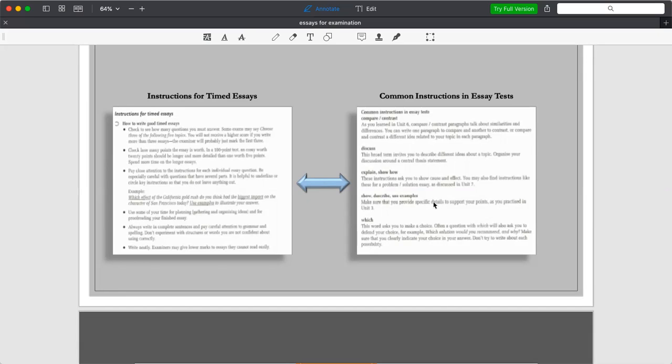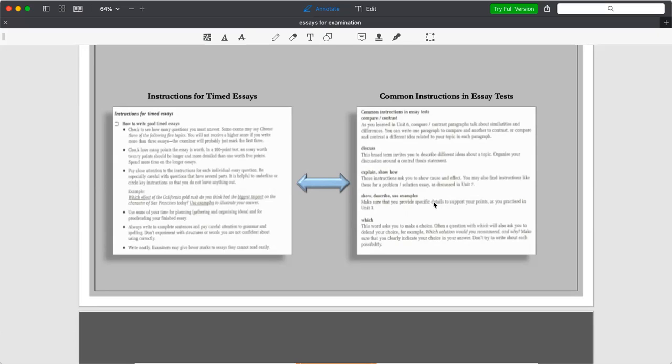An example: which effect of the California gold rush do you think had the biggest impact on the character of San Francisco today? Use examples to illustrate your answer. Use some of your time for planning, gathering, and organizing ideas, and for proofreading your finished essay. Always write in complete sentences and pay careful attention to grammar and spelling. Don't experiment with structure or words you are not confident about using correctly. Write neatly. Examiners may give lower marks to essays they cannot read easily.